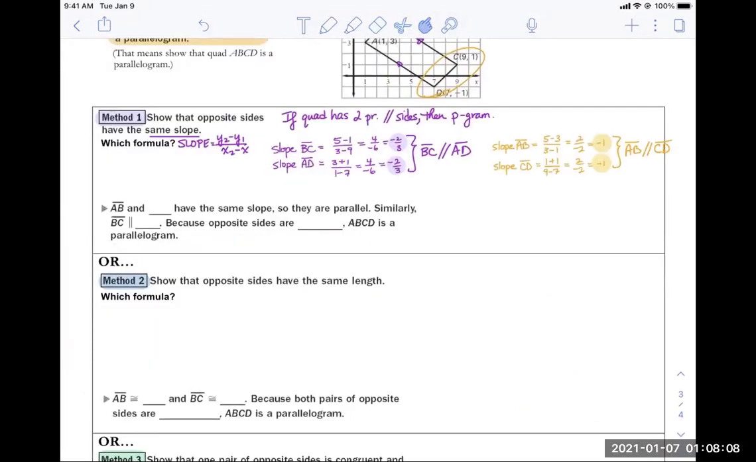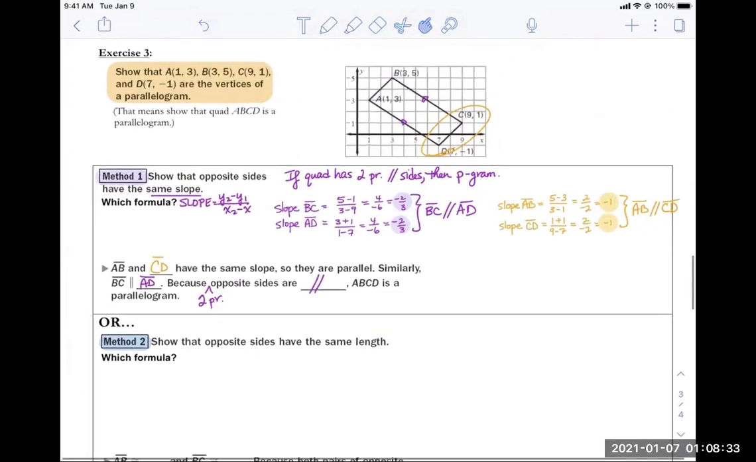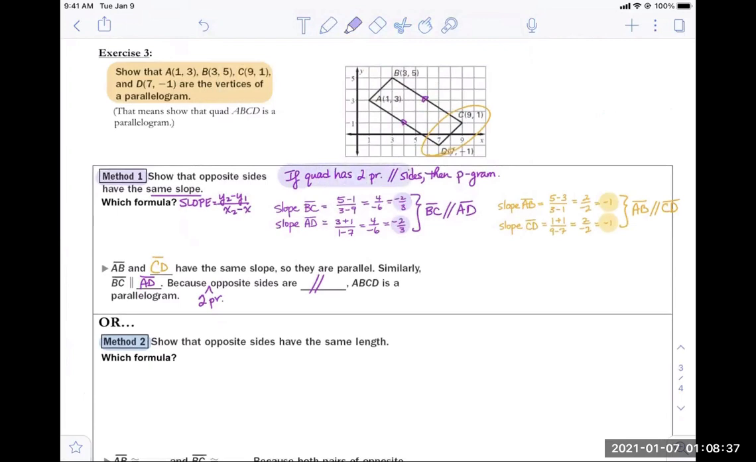Now, since segment AB and CD have the same slope, they are parallel. And then because BC and AD have the same slope, they're parallel. And then I kind of would rather this say because two pairs of opposite sides are parallel, ABCD is a parallelogram. Okay, this method is using the theorem that says that if a quadrilateral has two pairs of parallel sides, then the quadrilateral is a parallelogram.